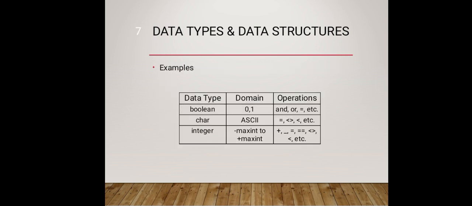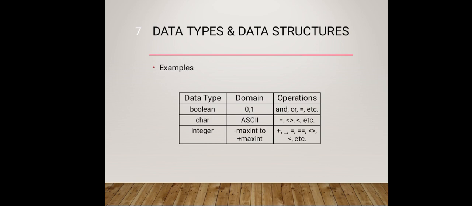Let's look at some of the examples involved in data structures. A data structure is the process of using data types to come up with a structure that is conclusive and reasonable to understand and to code for a particular program that we want a computer to run. We have data types with a domain and operations. Like the button here, its domain is 0, 1 and the operations are and, or, equals, etc. Then for char, we use ASCII.